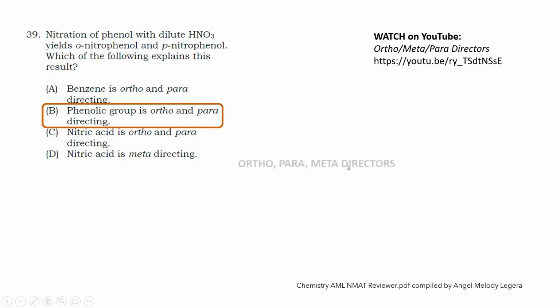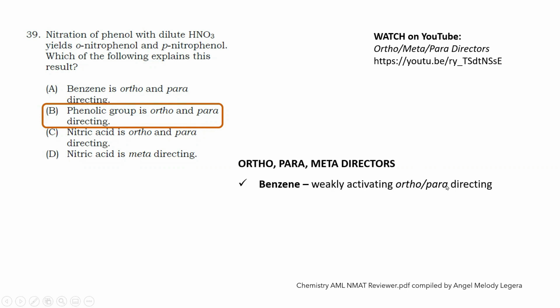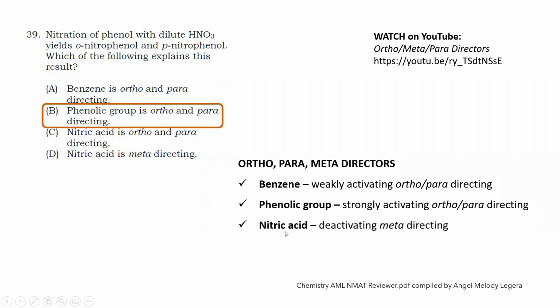And then, here's a summary. Yan, yung benzene, weakly activating ortho or para-directing. Phenolic group, strongly activating ortho or para-directing. And the nitric acid, deactivating meta-directing. So if you want to know more about this one, you can refer to other resources online.